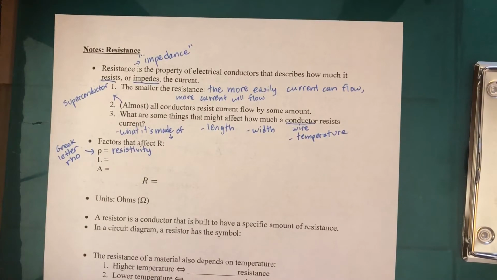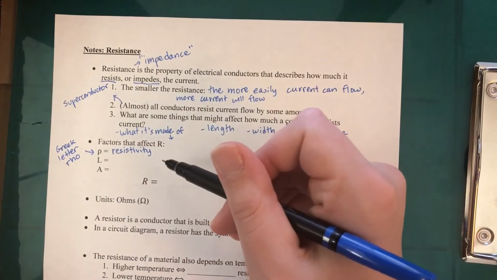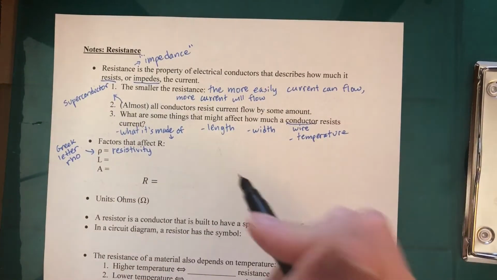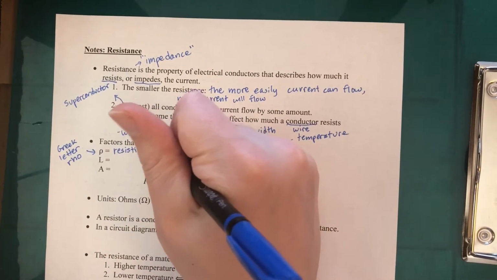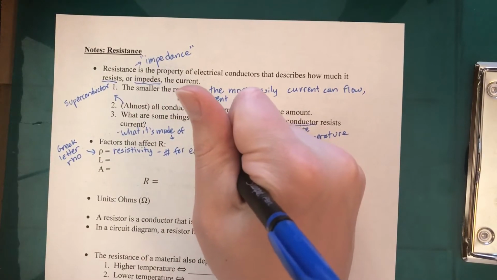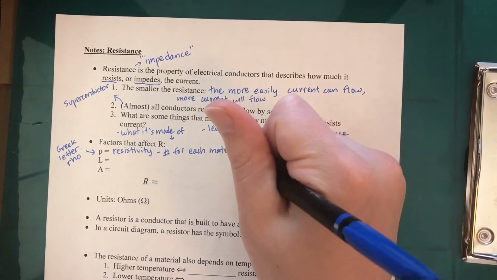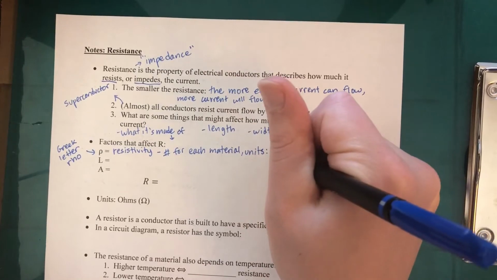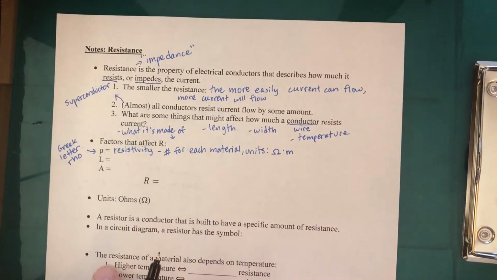I don't think I have one printed out, but there is a table of resistivities for different materials on the reference table. So there's a number for each material. And the units, I believe, are ohm meters. We'll come back to this.